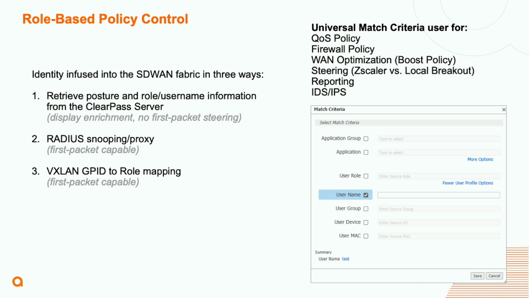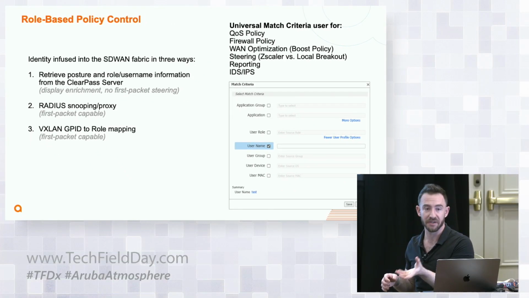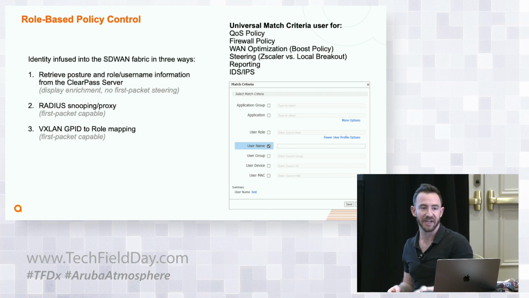In other environments, maybe where there isn't a VXLAN-enabled switch fabric on the LAN, which is going to be a lot of locations, your typical retail location, for example, or maybe a small clinic in a hospital system, we are doing a combination of RADIUS snooping to start, and eventually RADIUS proxying.